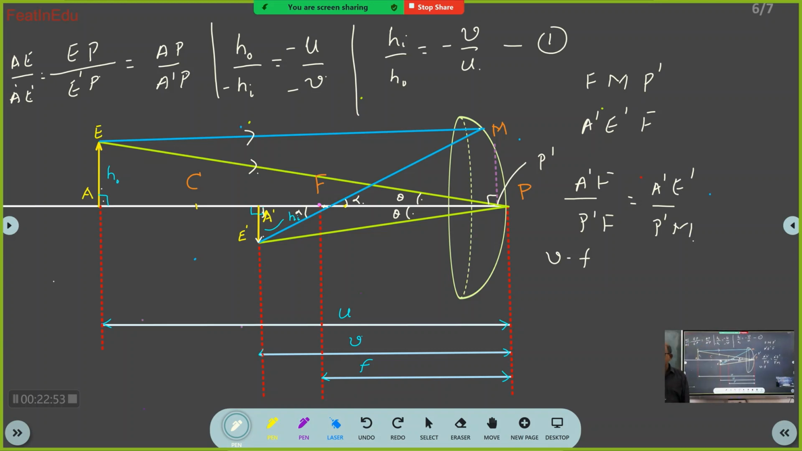And what is P dash F? P dash F is nothing but F. Now A dash E dash is HI. And P dash M is what? P dash M is equal to A E, which is HO.